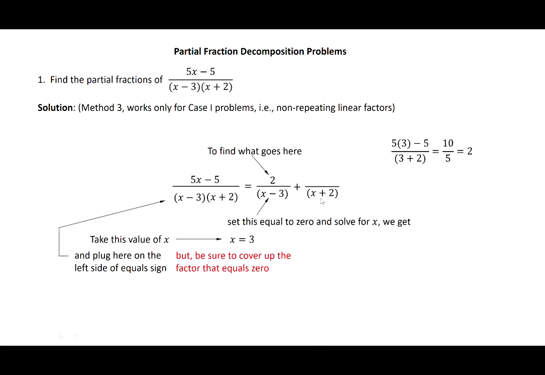Okay, you tell me. What should we do? How do you figure out what goes on top of x plus 2? Set x plus 2 equal to 0, solve for x, you get x equals negative 2. Plug negative 2 on the left hand side, but notice this one goes to 0, so cover up the x plus 2, so we have 5 times negative 2 minus 5 over negative 2 minus 3. That's negative 15 over negative 5, which is equal to 3. So this becomes 3. As simple as that.